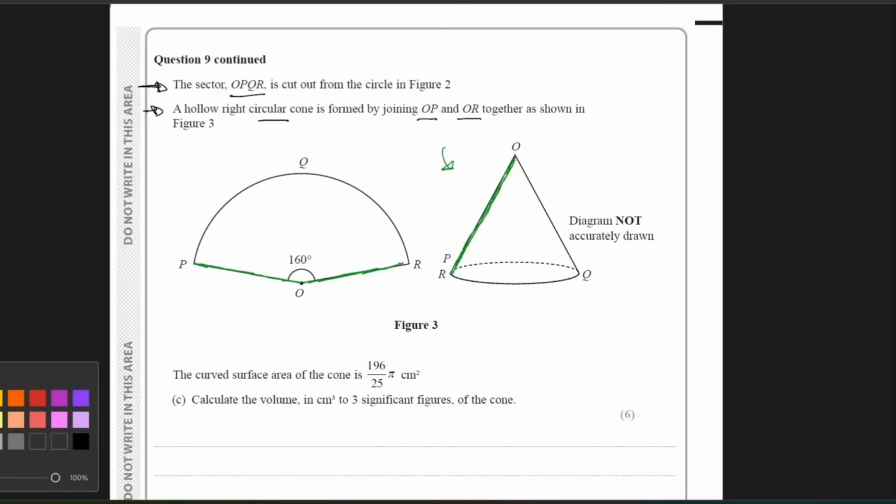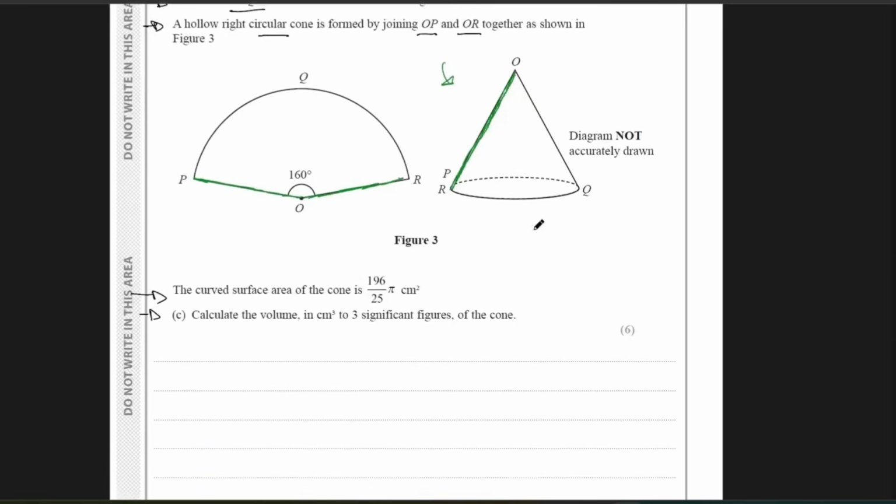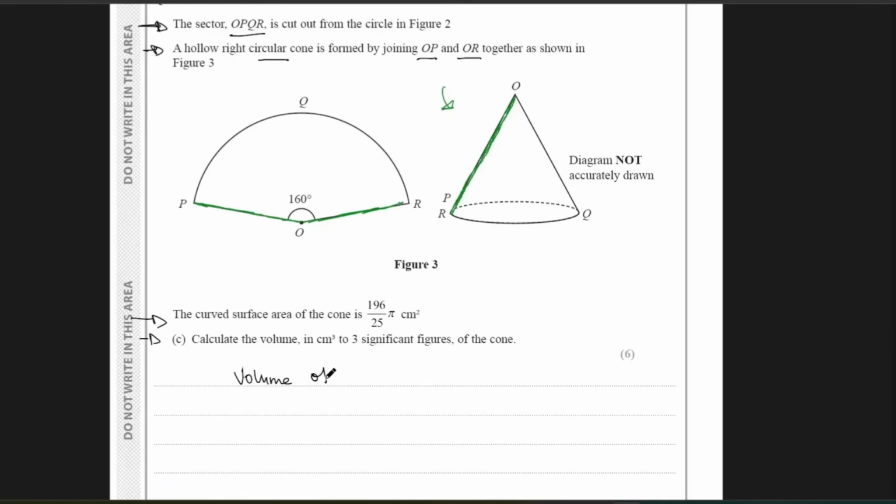Okay, then the curved surface area of the cone is 196 over 25 pi centimeter squared. Question C, calculate the volume in centimeter cubed to 3 significant figures of the cone. We need to calculate the volume of this cone. So volume of cone is equal to 1 over 3 pi r squared times height.